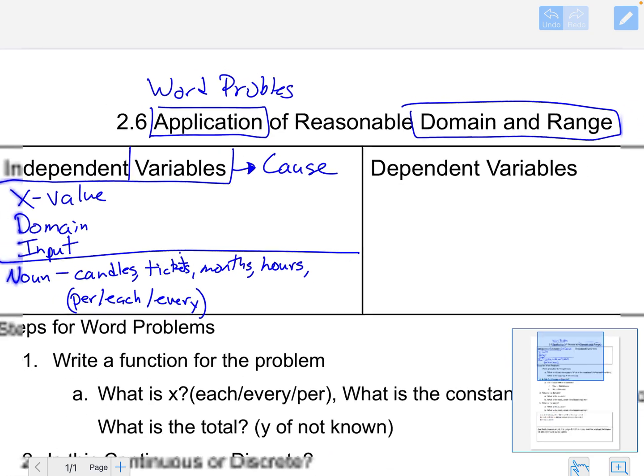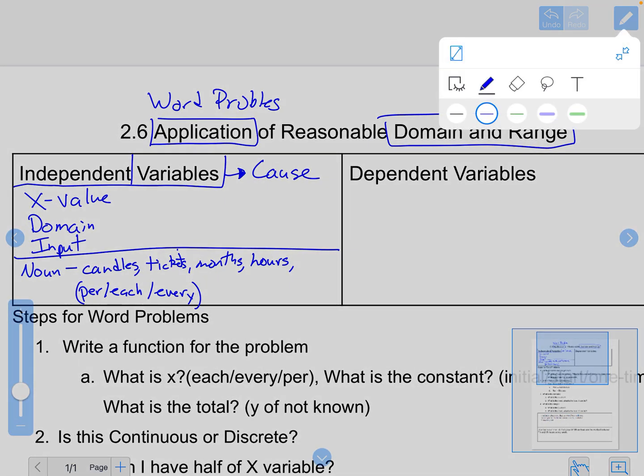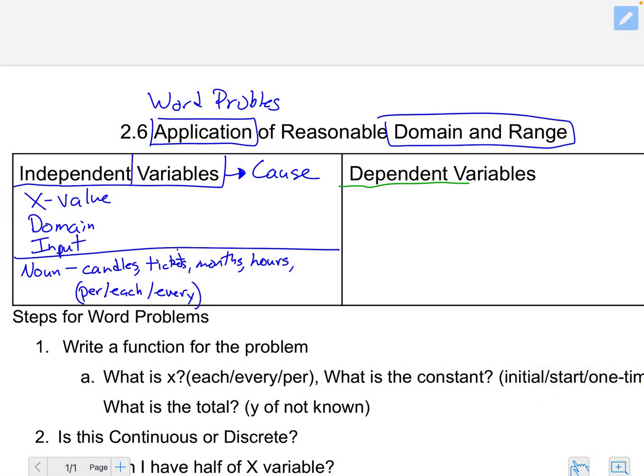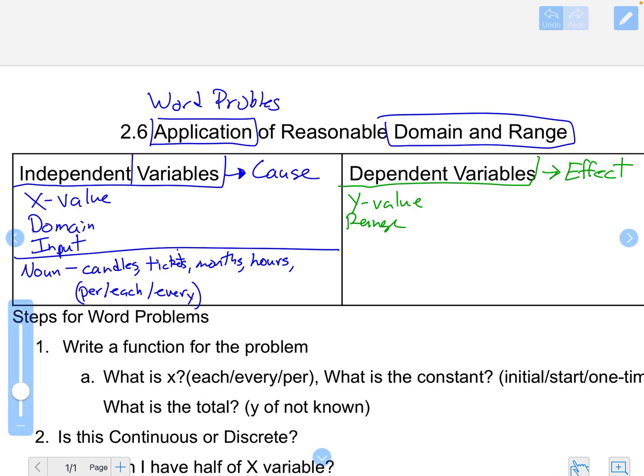So now let's look at dependent variables. If my independent variable was my cause, then my dependent variable is going to be my effect. And if independent was x value, dependent is going to be our y value. If independent was domain, our dependent is going to be range. If independent was input, dependent is going to be output.